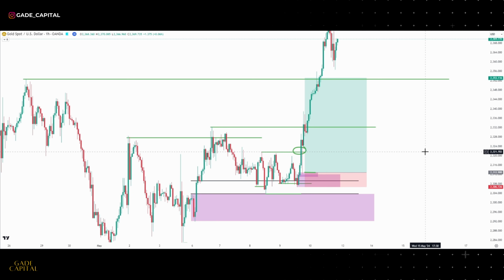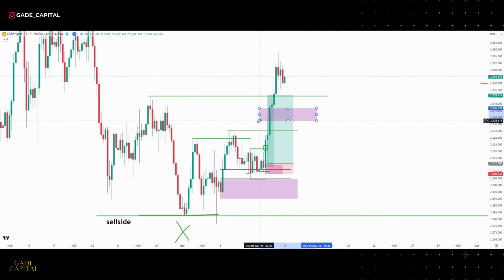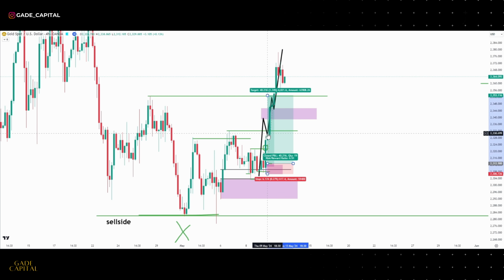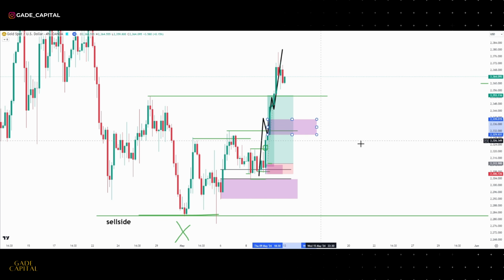Now we need to look for a second entry. So on 4 hour we can see there is a FVG over here. Because price broke the structure rapidly, that's why imbalance was created at this level. Here we can see there is pure buying over here. And if you look below this imbalance, there is an order block, which is also aligning with our structure over here.